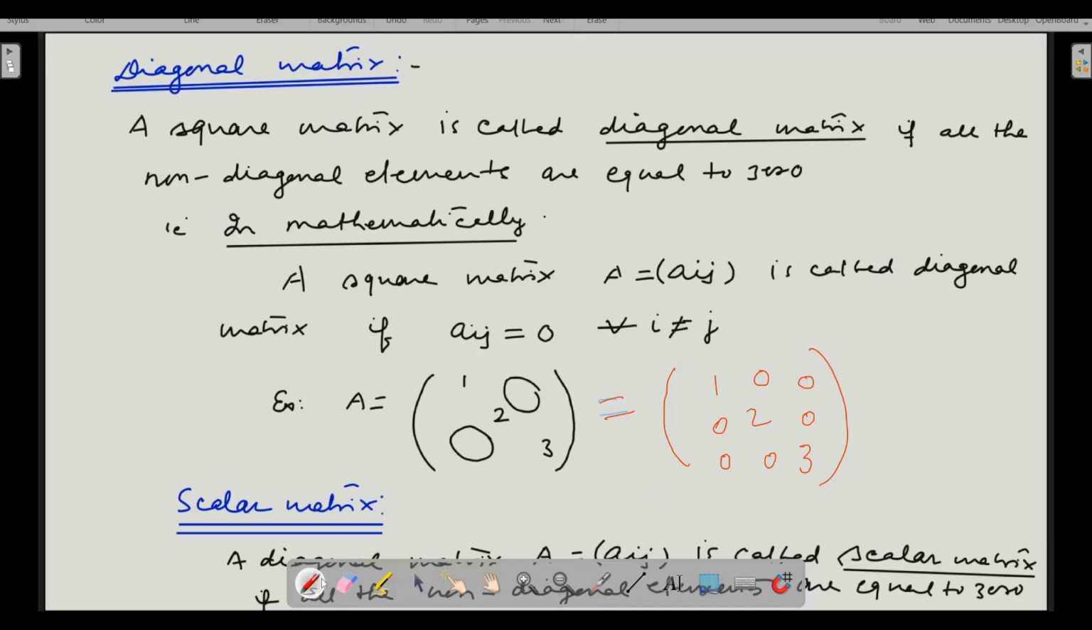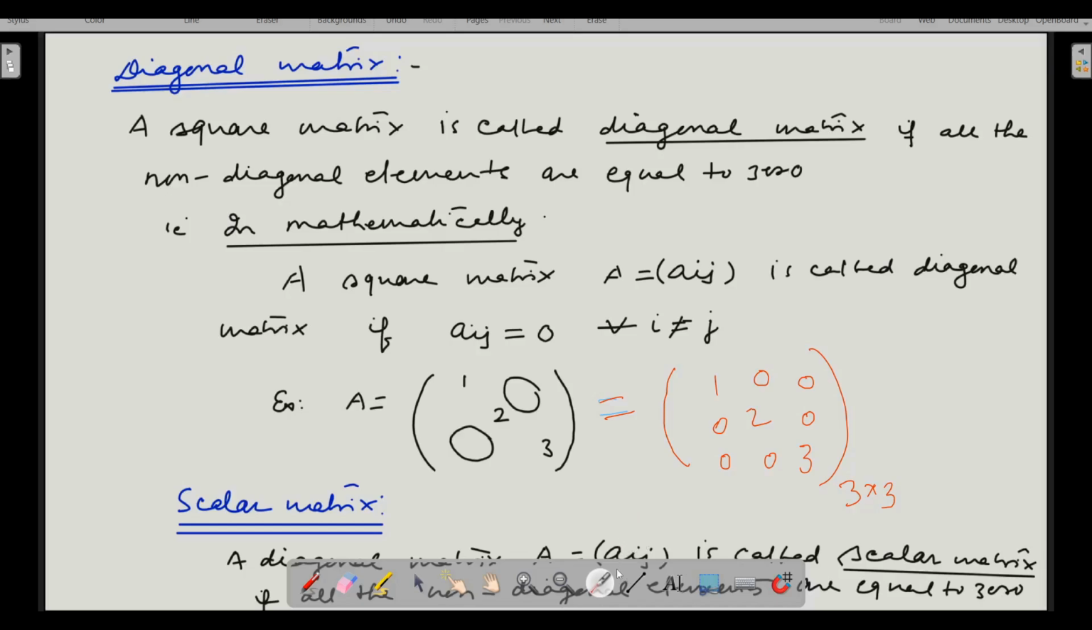Now this is clearly a square matrix, and it is a 3 cross 3 matrix. It is a square matrix because the number of rows and the number of columns are equal. Let us first count the number of rows: first row, second row, third row. Then let us count the number of columns: first column, second column, third column. So there are 3 rows and 3 columns. So it is a 3 cross 3 square matrix.